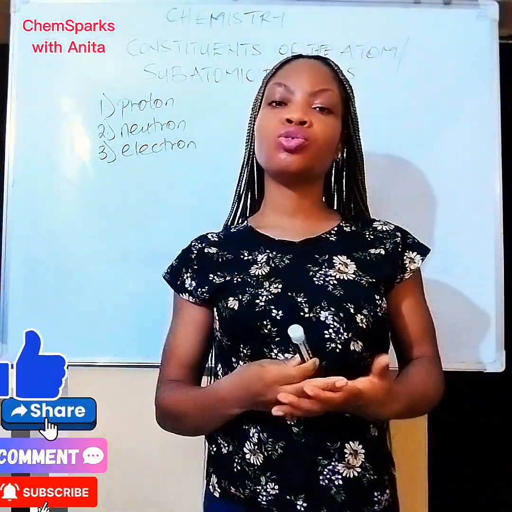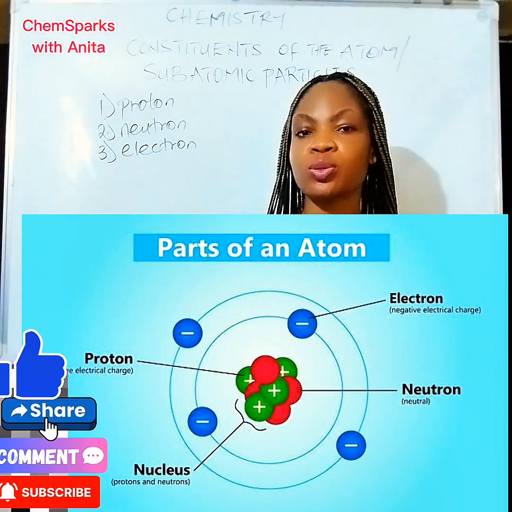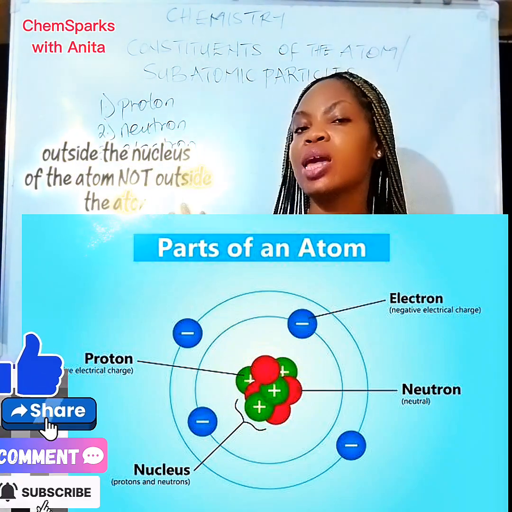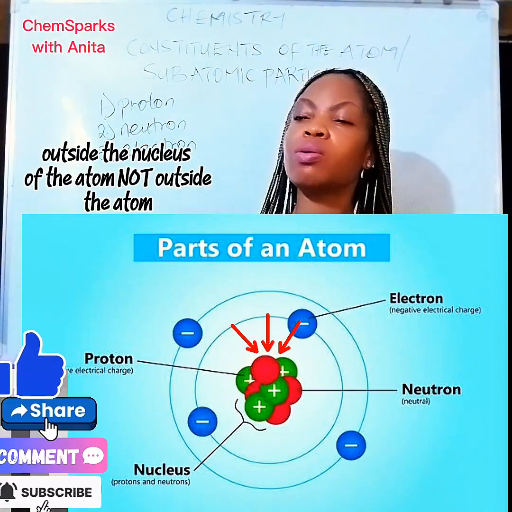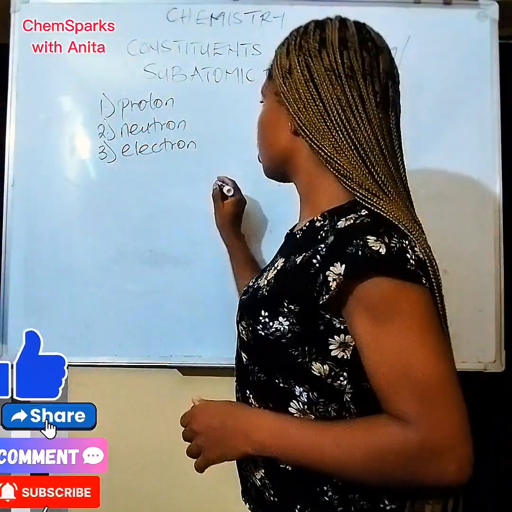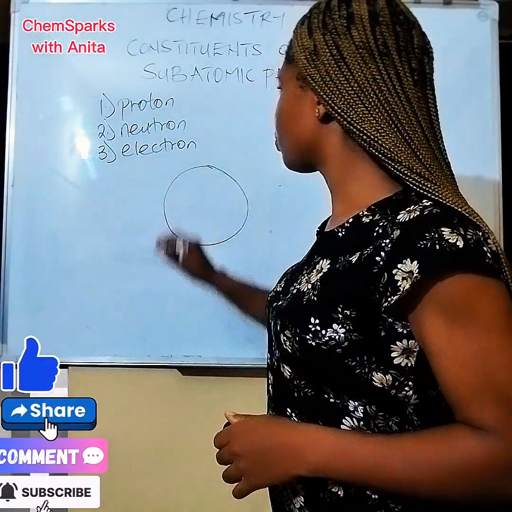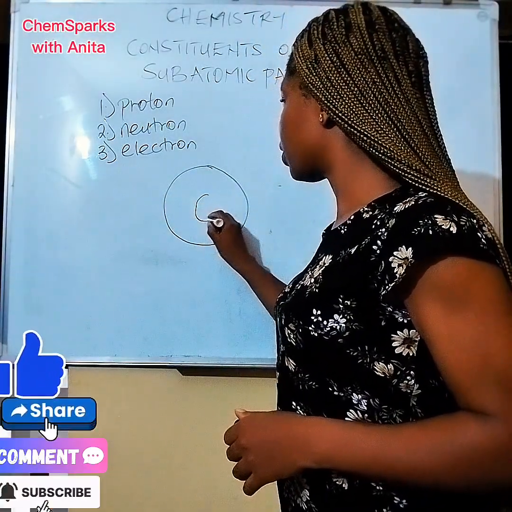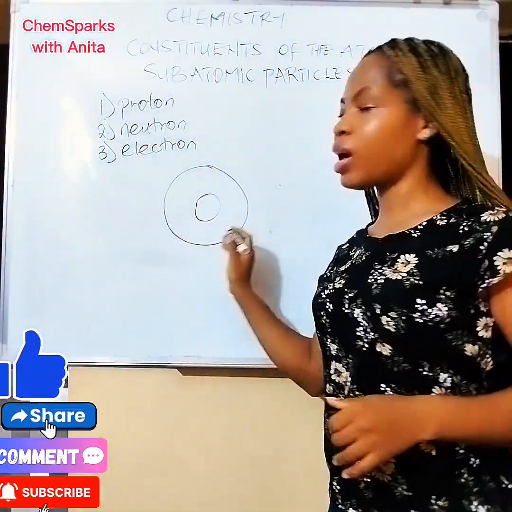The proton and the neutron are located inside the nucleus of the atom, while the electron is located outside the atom. Now, let's look at a sketch of what the atom looks like. If we have this as the atom, this is the nucleus of the atom, and then this is the shell of the atom.